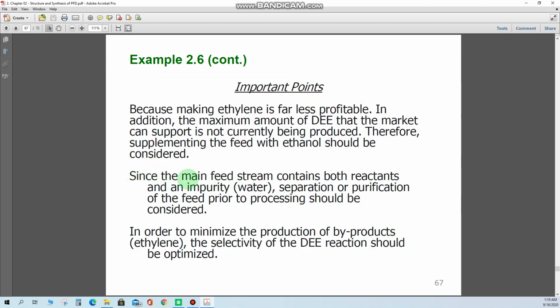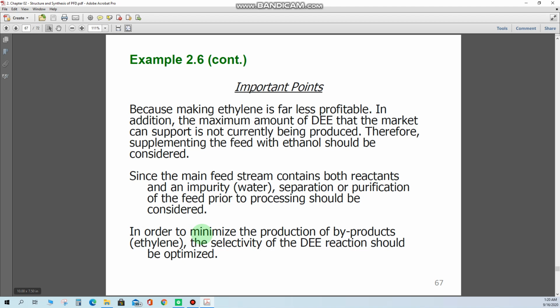Second one, since the main feed stream contains both reactants and impurities, separation or purification of the feed prior to processing should be considered. Now, if we look at the mixed feed stream of methanol, ethanol, and water, we can go for a purification process in which we can remove the impurities, and water can be removed from the process. So it may give you better process economics.